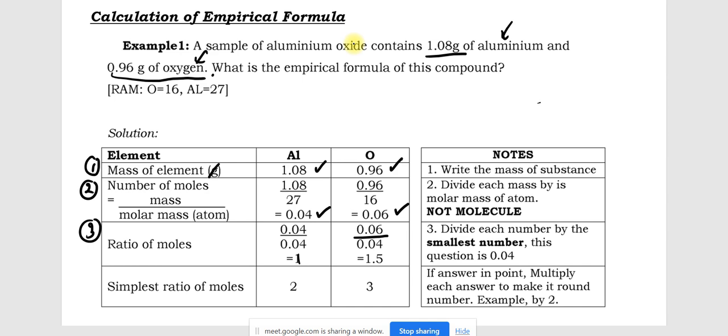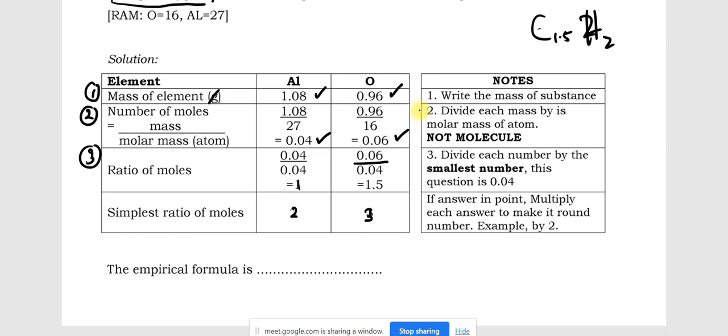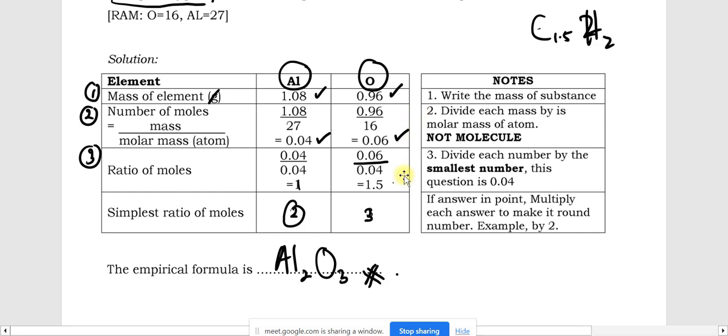We cannot write 1.5 in a formula, so we multiply everything by 2. So you get 2 and 3. Finally, the answer is aluminium 2, oxygen 3. That's how we do the formula. This one got decimal, that's why we times 2. If not, just maintain it.